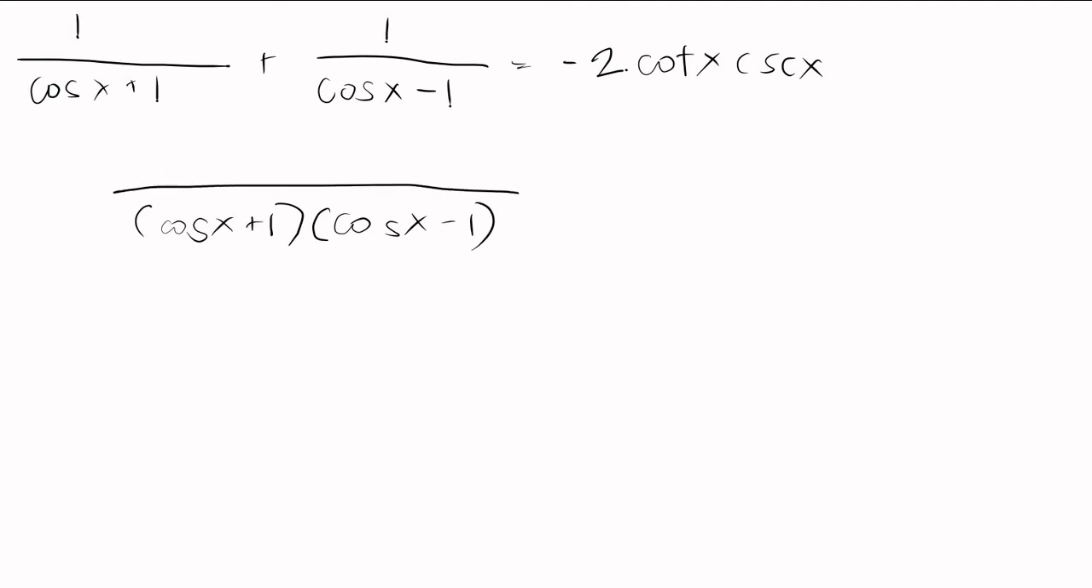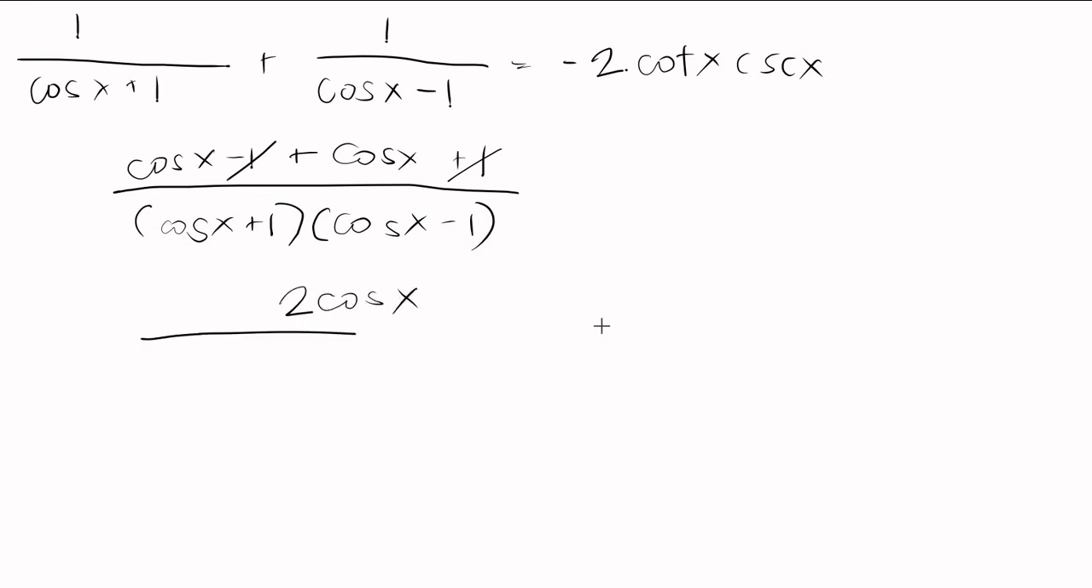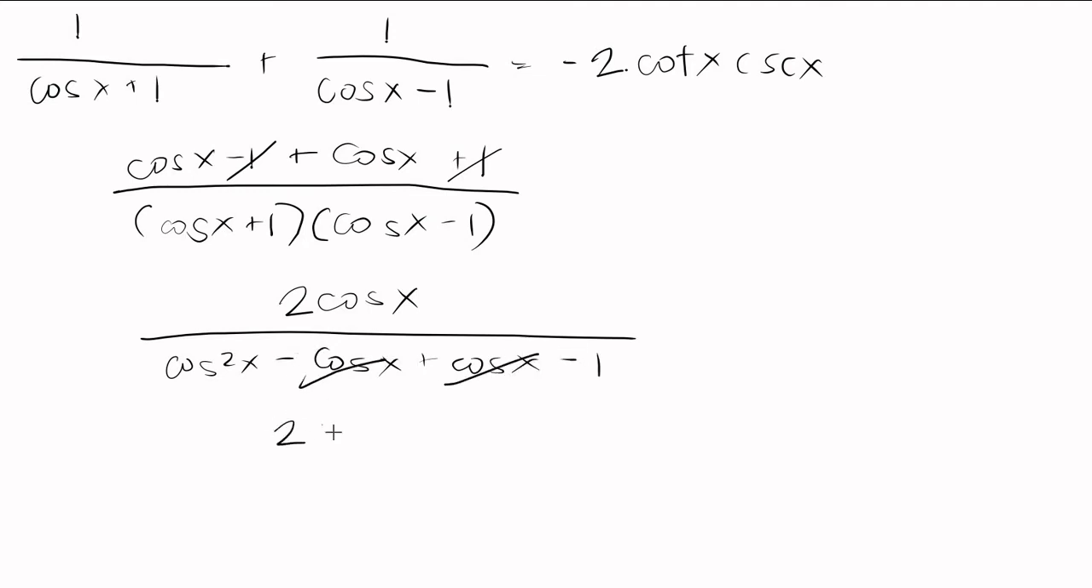For the first fraction, since cosine x plus 1 will be cancelled, we will have cosine x minus 1 as the numerator. For the second one, since cosine x minus 1 will be cancelled, we will have cosine x plus 1 in the numerator. We can zero out negative 1 and 1 here, and then we'll have cosine x plus cosine x, and that's 2 cosine x. For the denominator, we can use FOIL, and we get cosine squared x minus 1. So this leaves us with 2 cosine x over cosine squared x minus 1.